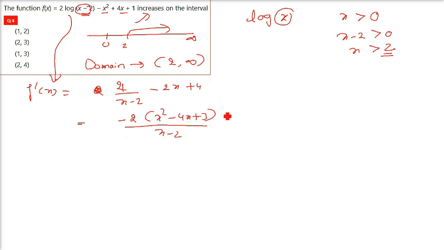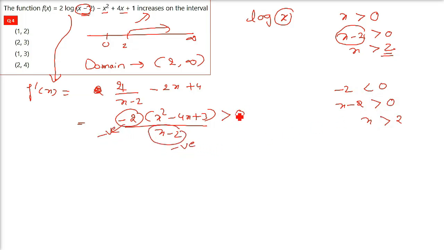Okay, it is increasing, so it has to be greater than 0. f'(x), or the differentiation, should be greater than 0. Now tell me, −2 is less than 0, no problem at all. x − 2, I already told you that it has to be greater than 0. So x − 2 is greater than 0, it is positive. Minus 2 is negative. So what should the sign of x² − 4x + 3 be?